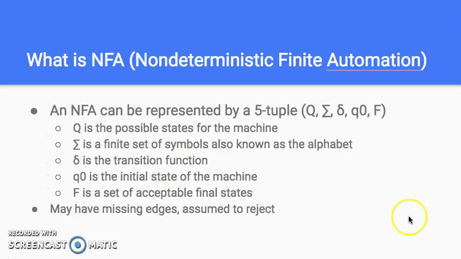work. So a non-deterministic finite automaton can be described by a 5-tuple, which has these 5 parameters. The first of which is Q, which represents all possible states of the machine. The next, sigma, represents the symbols known as the alphabet, whereas the inputs can only have a certain set of characters. Delta is the transition function. Q0 is the initial state of the machine. And F is a set of acceptable final states of the machine. With an NFA, you can have missing edges on the graph that are assumed to fall into a rejection state.